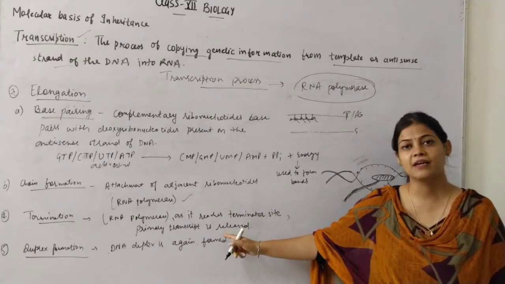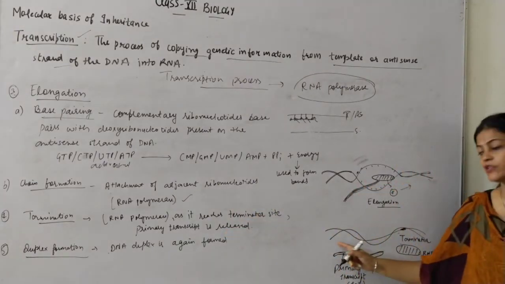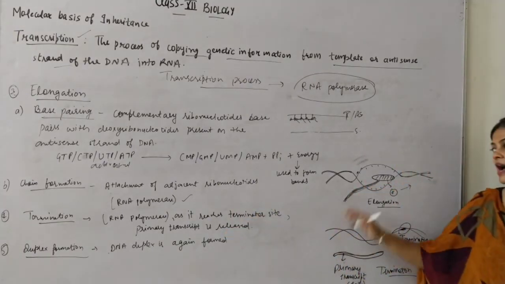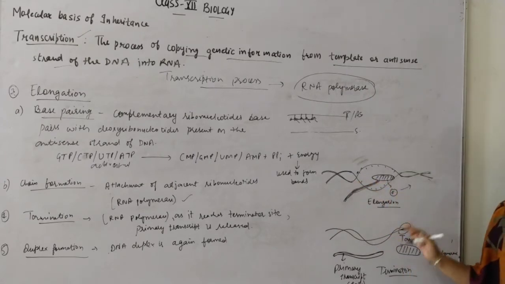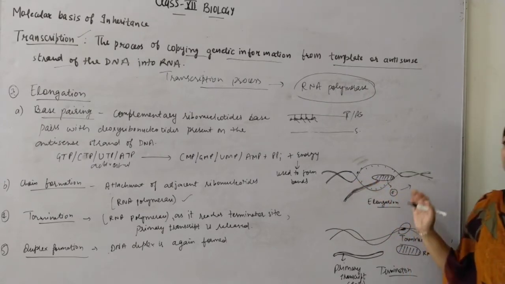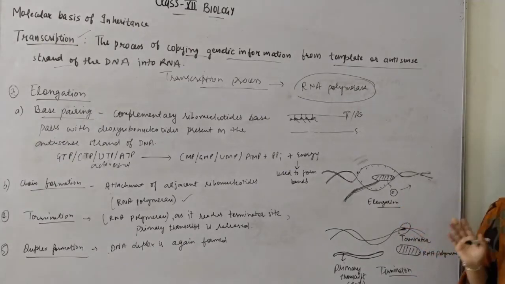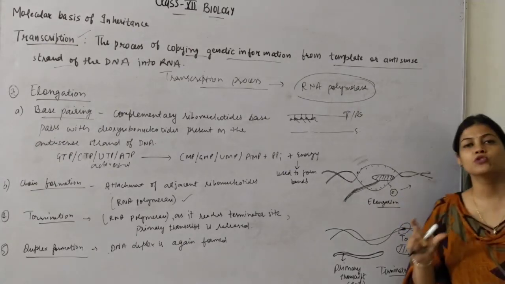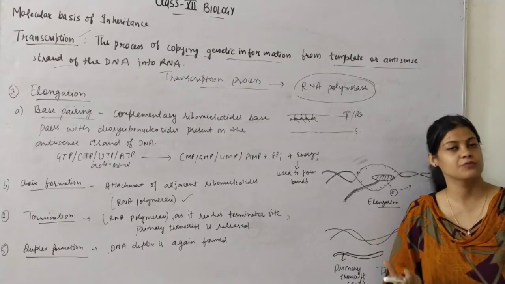Next step is the termination. As you know, the transcription unit has a terminator site. When the RNA polymerase reaches the terminator site, it will come to know that now they have to stop the transcription. क्योंकि उतने ही पोर्शन का उनको स्ट्रक्चरल जीन का उनको ट्रांसक्रिप्शन करना था.